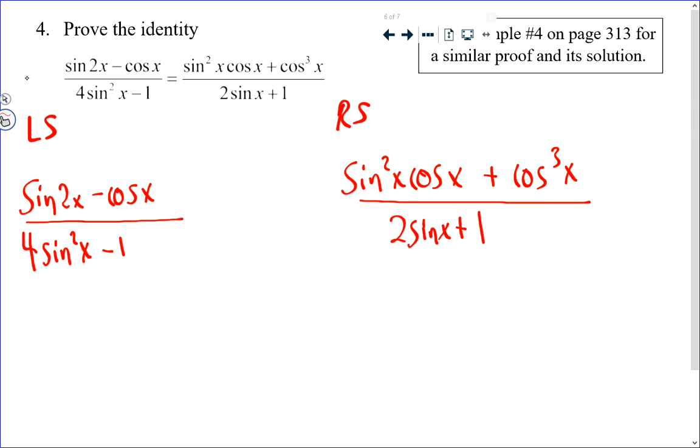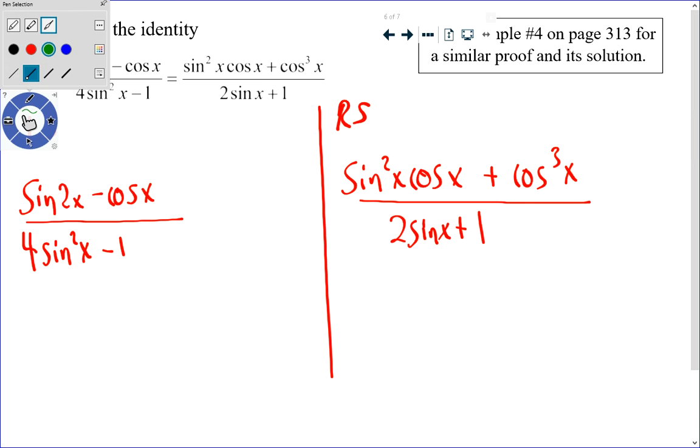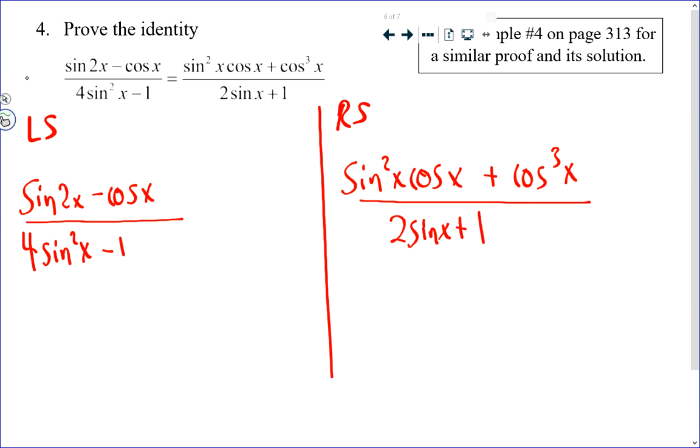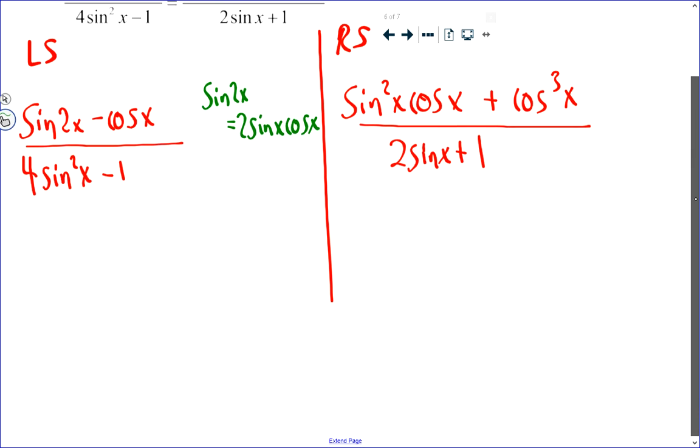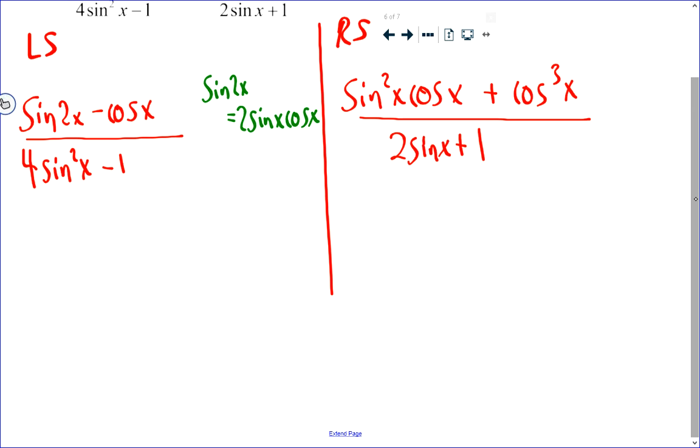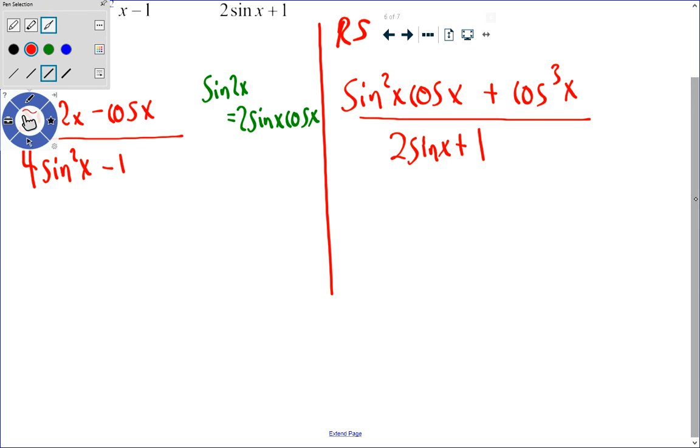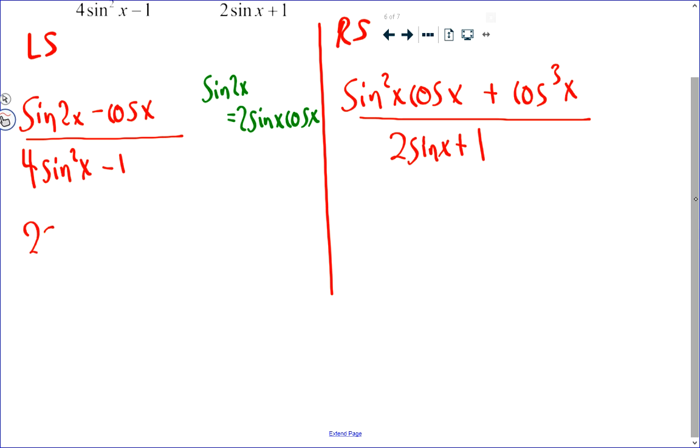Well, on the left-hand side, we have a double angle. We have sine of 2x. Well, sine of 2x is the same as 2 sine x cos x. So I'm going to replace sine of 2x with 2 sine x cos x. Let's see what we get. I will have 2 sine x cos x minus cos x over, now we have to always be looking forward.